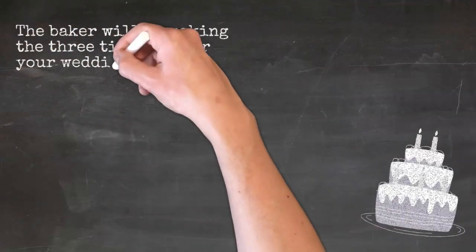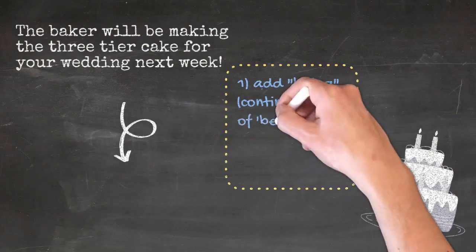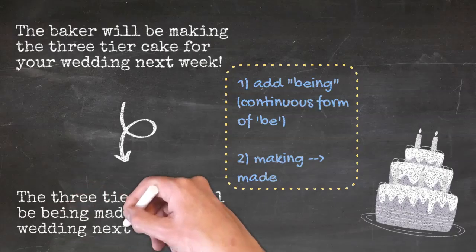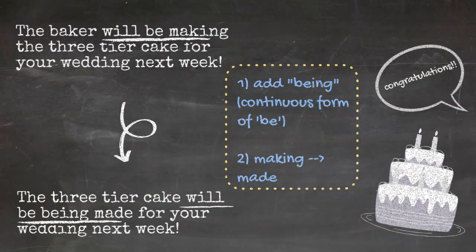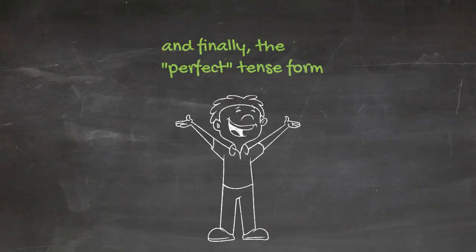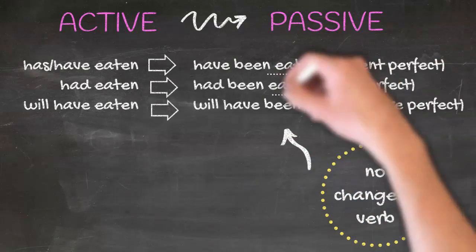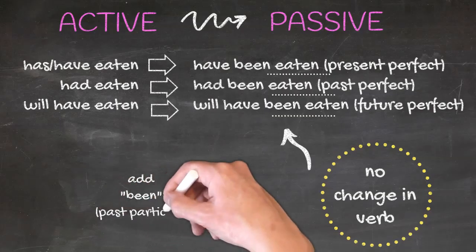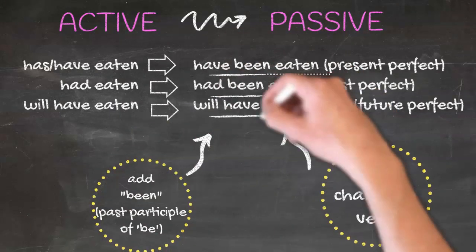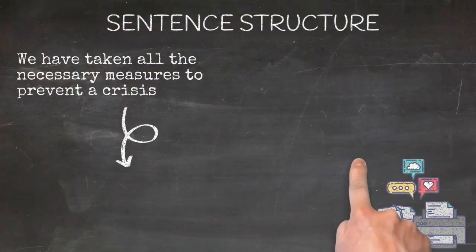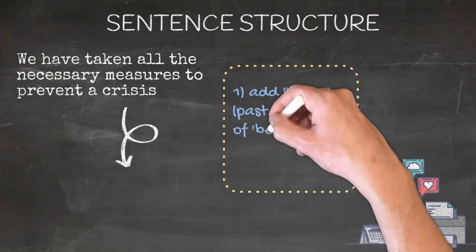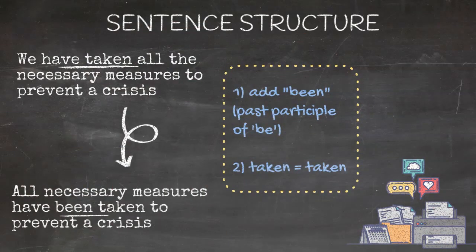Let's look at this example. If we want to focus on the baker, will be making becomes will be being made by adding being and changing the making to made. Now, finally, the perfect tense, which actually is a little easier because it already has the past participle of the verb. So all we need to do is add been. In this example, have taken becomes have been taken. All necessary measures have been taken to prevent a crisis.